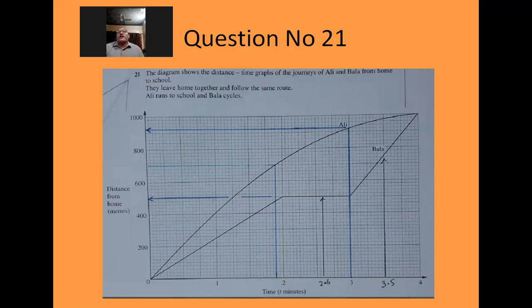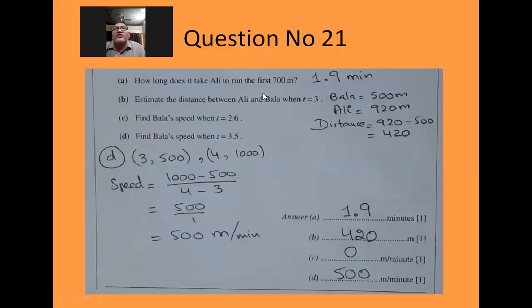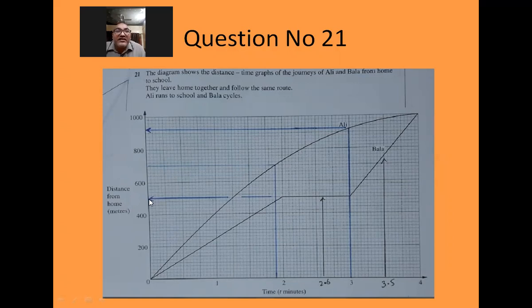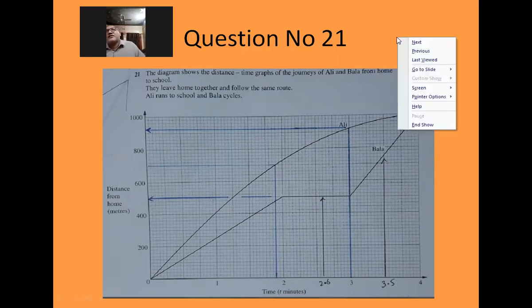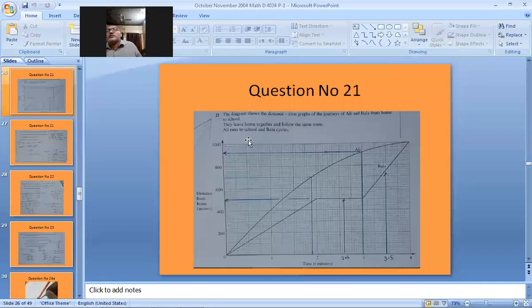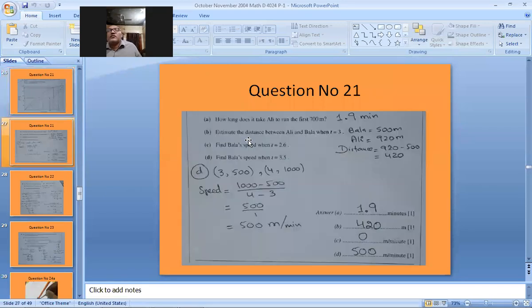Oh, sorry. You have to tell how much time Ali took to cover 700 meters. So this is the 700 meter. From here, I will go to the Ali graph, and I will go down and check the time. It's 1.9 or 1.8. I have noted down the answer as 1.9 minutes.